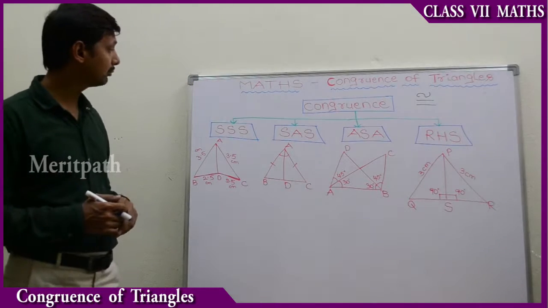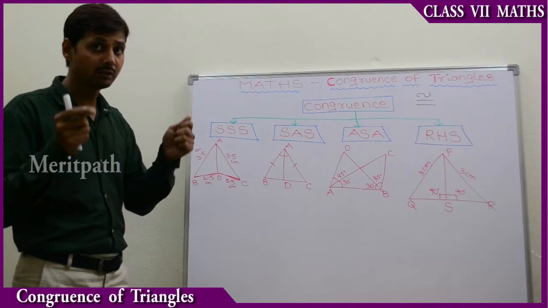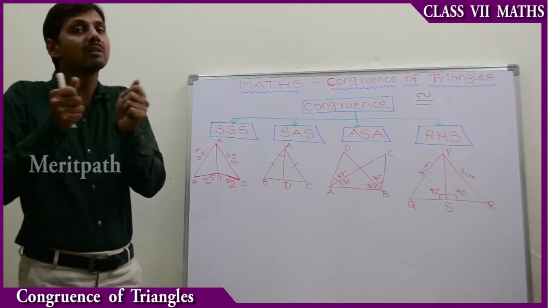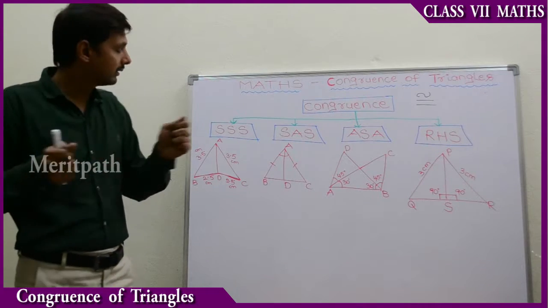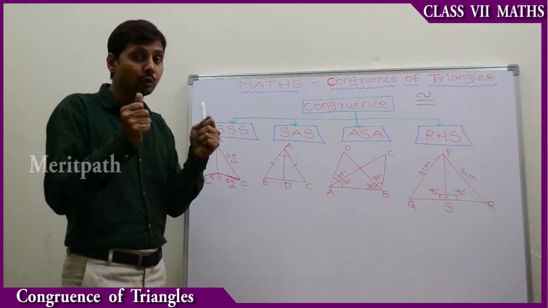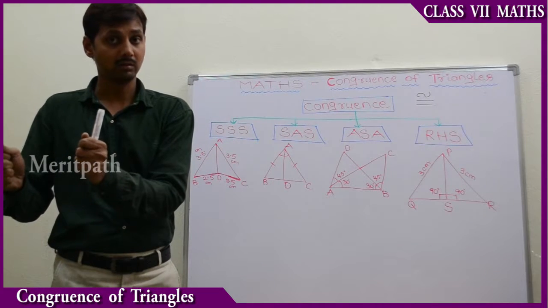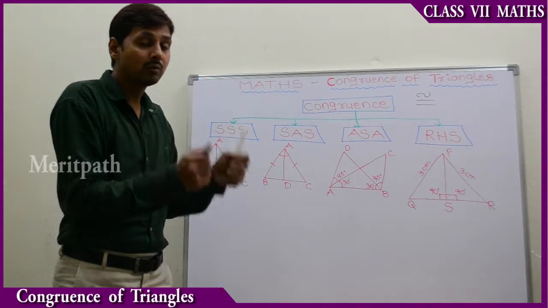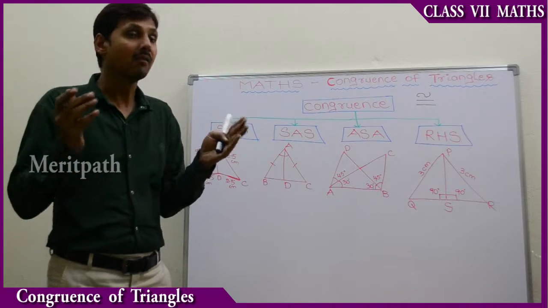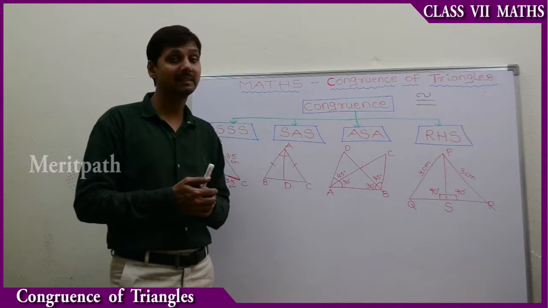So up to now we have discussed triplets, SAS, ASA and RHS properties. Let's recall. When we compare two triangles and all three sides of one triangle are correspondingly equal to the three sides of the other triangle, then we call it the triplets property. When two sides and one angle of a triangle are correspondingly equal to those of another triangle, we call it the SAS property.